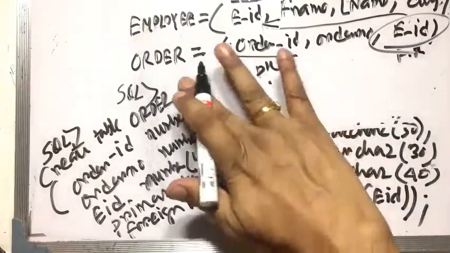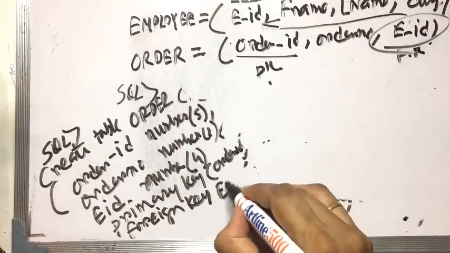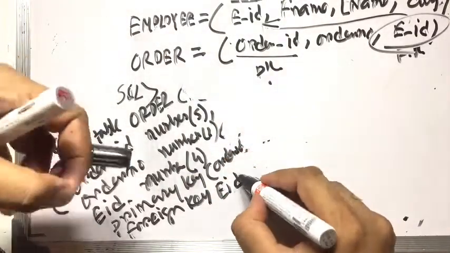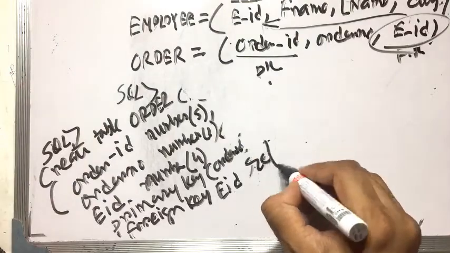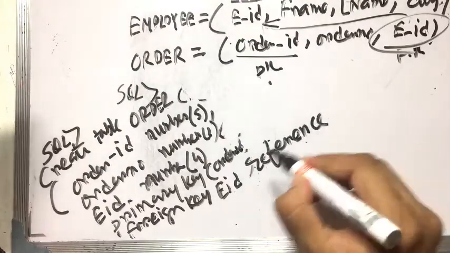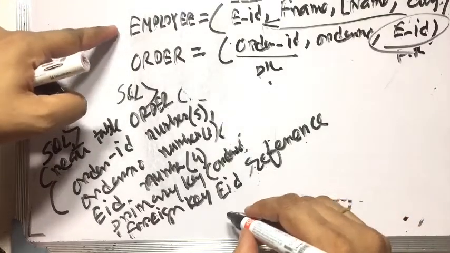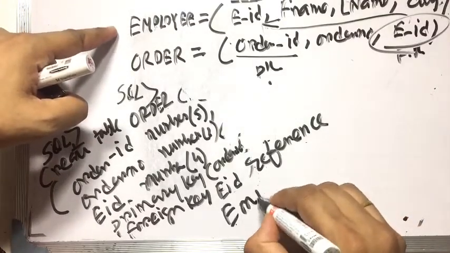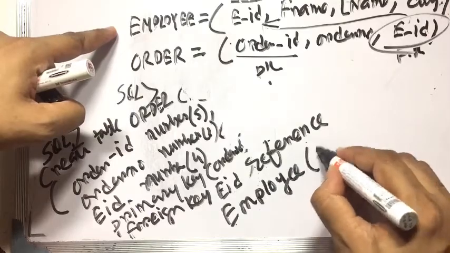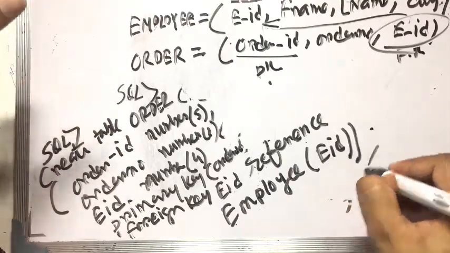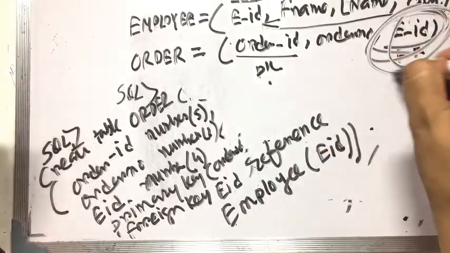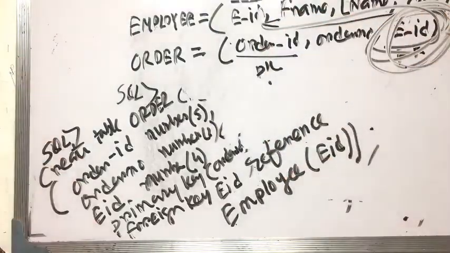Foreign key is EID references. This is the keyword, references. Foreign key EID references which table? References the employee table, and the attribute is EID. So this is the foreign key. It refers to the primary key of another table.